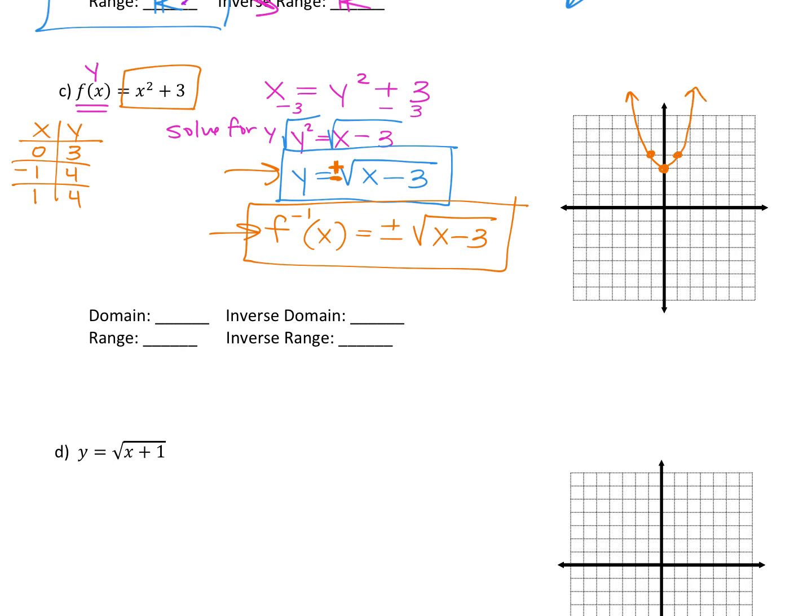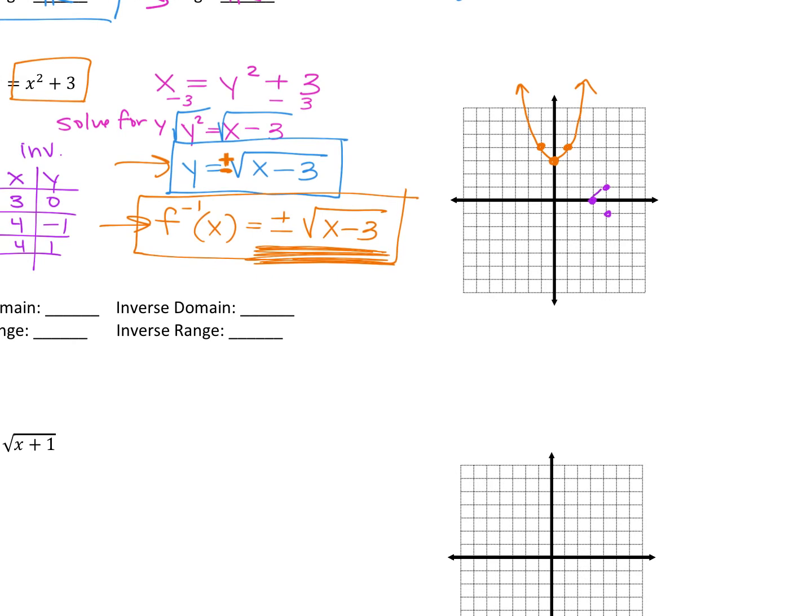To find the inverse, have you ever tried to graph something like this before? It's ugly, right? Don't. Just swap your x's and your y's. Here's your x's and y's for the inverse. Swap them. So 3, 0, 4, -1, and 4, 1. Your graph looks like this, right? It's reflected over that line.